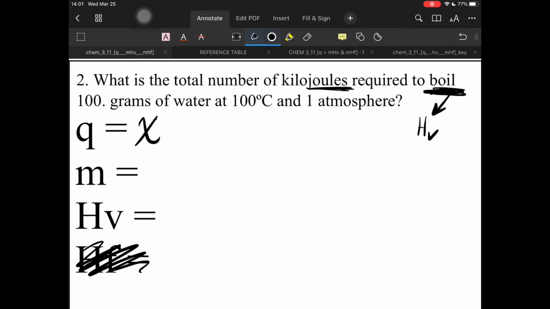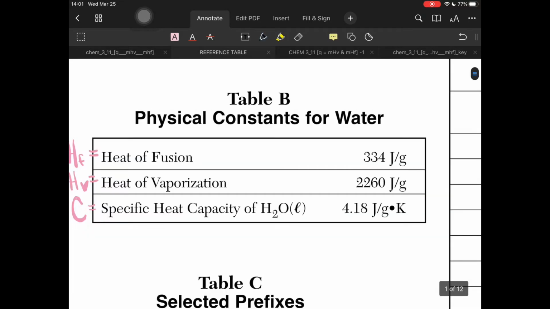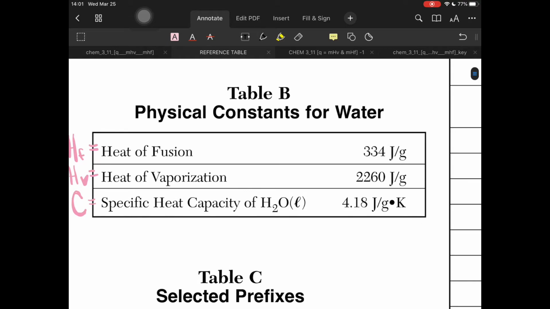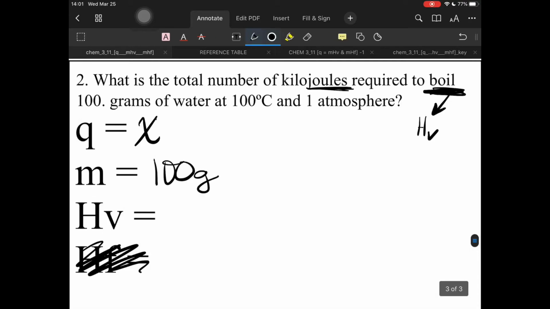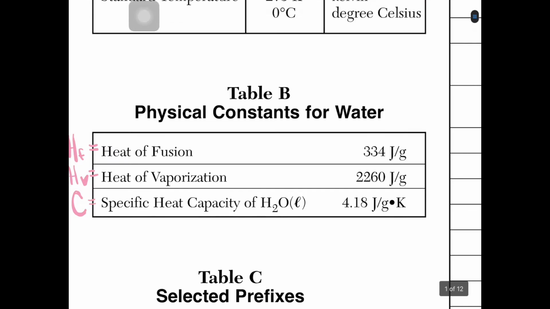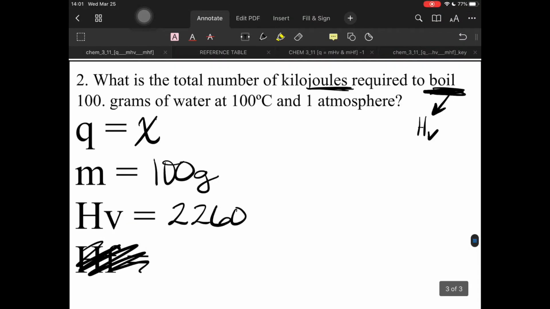100 grams of water, so that's our mass. And we know that we're talking about water, so we're going to go over here and look at our heat of vaporization, which is 2260. And that is joules per gram, so we know that we have to convert to kilojoules once we're done. I mean, we're going to have joules, and we need to convert to kilojoules. Okay, so joules per gram.